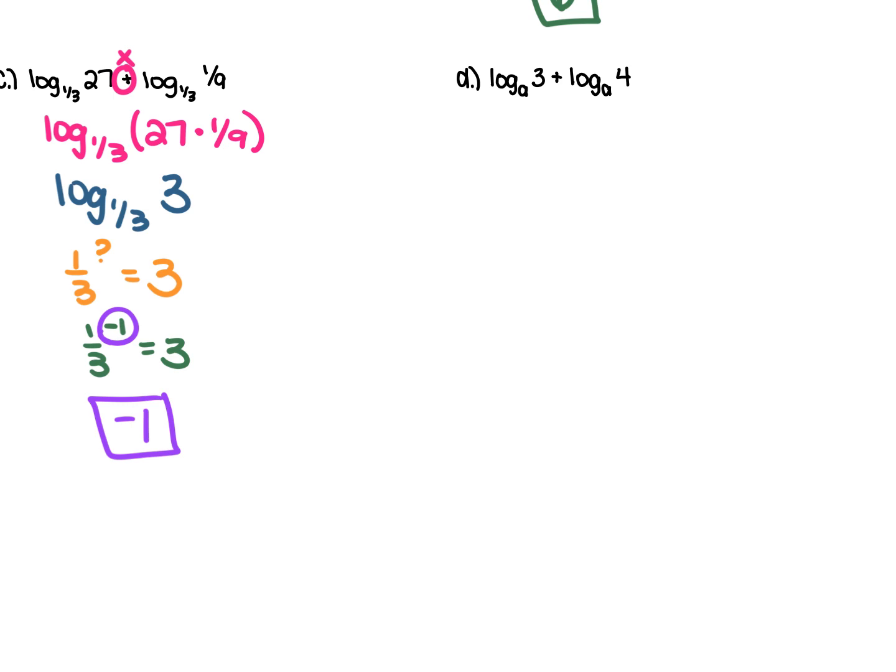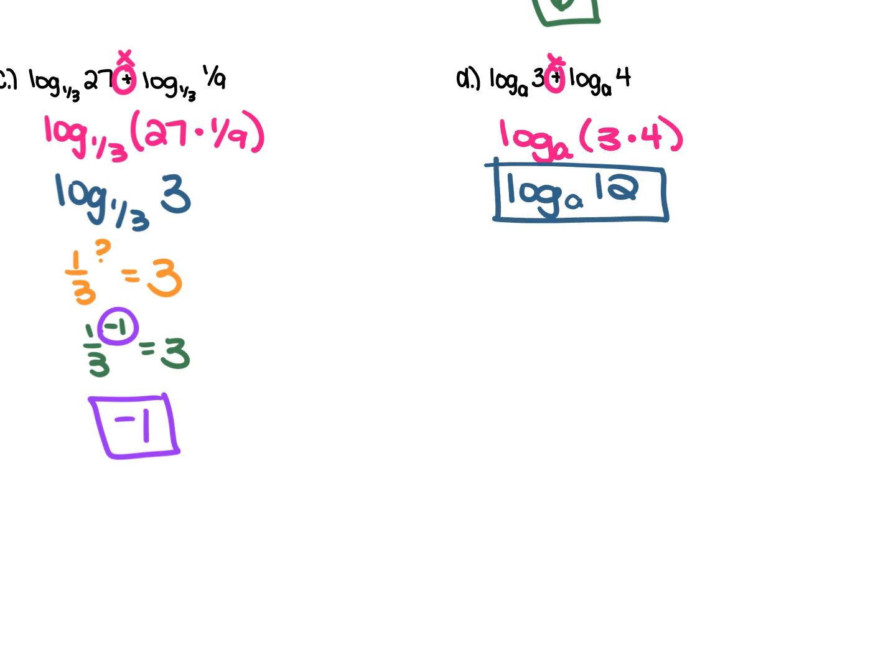For something like example D, where you have log A of 3 plus log A of 4, again, we rewrite using multiplication. So that's going to be log A of 3 times 4, which is log A of 12. A cannot be raised to a power to give you 12, so you're going to leave it in this form.